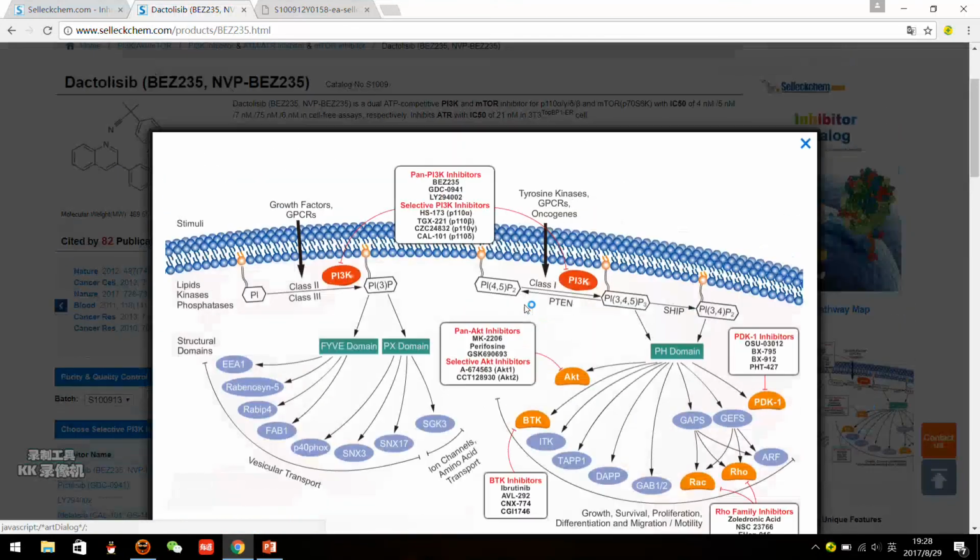As we know, other companies like CST also provide this kind of picture, but in our picture, we show the selective inhibitor and pan inhibitor for specific target protein, and the target protein marked as this, the blue-gray, do not have inhibitor. If the customer is interested in these proteins, we could suggest they consider the upstream or downstream protein.